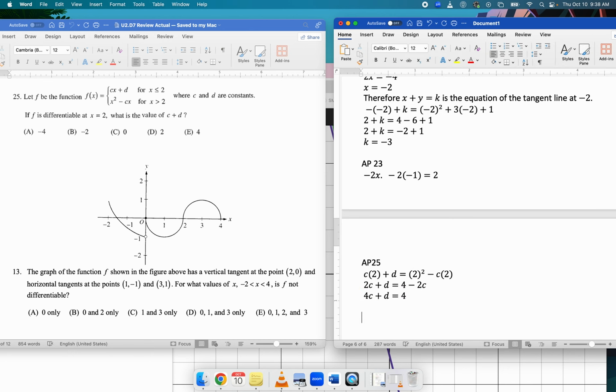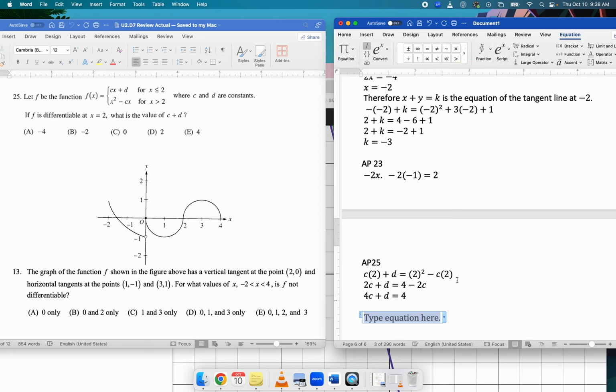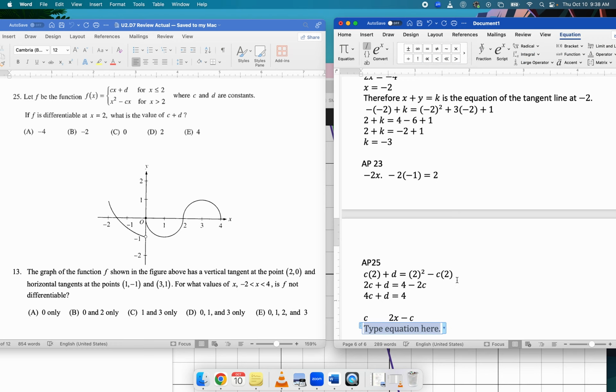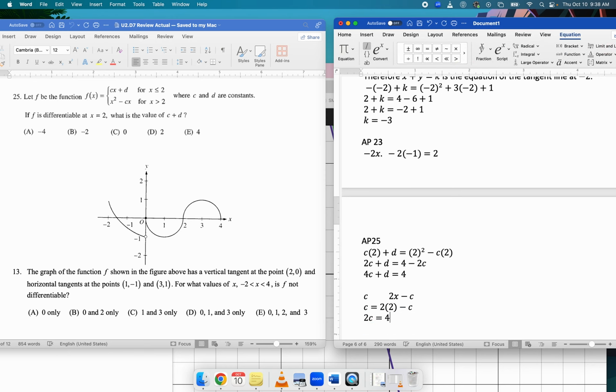And then the derivatives have to match. The derivative on the left is c. The derivative on the right is 2x minus c. Those have to be equal at 2. So c is equal to 2 times 2 minus c. So 2c is equal to 4. So c is equal to 2.